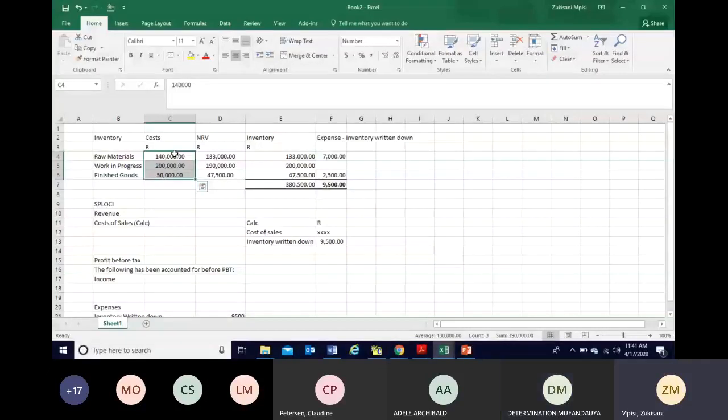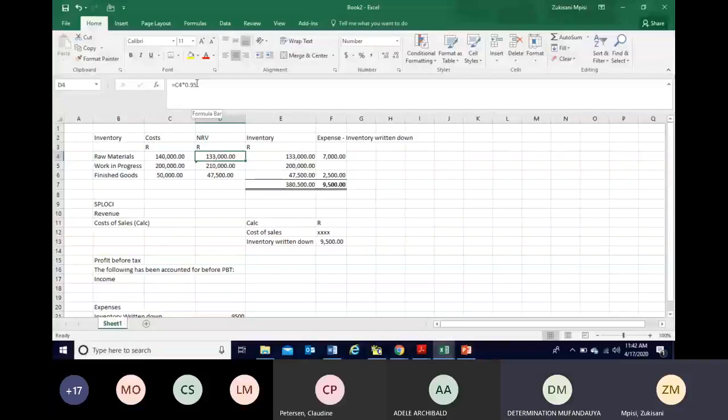at the following selling prices: raw materials 5% below cost, work in progress 5% above cost, and finished goods 5% below cost. So we did something wrong on work in progress. It's actually 5% above cost, which means it's 105, which is 210. So the lower will still be your cost in this instance.